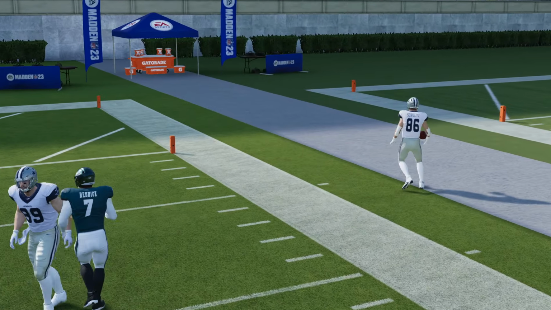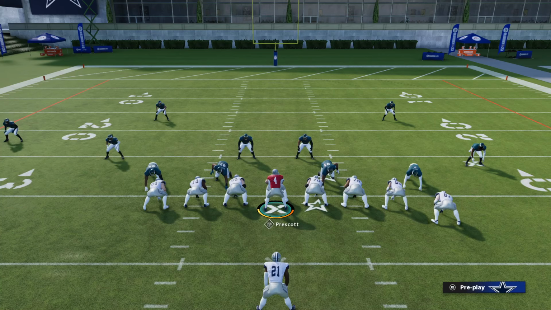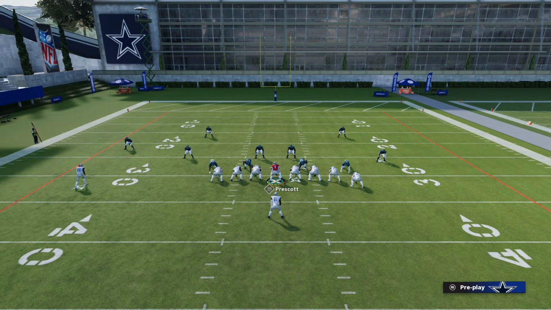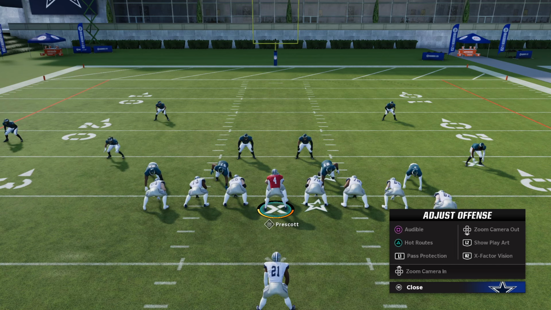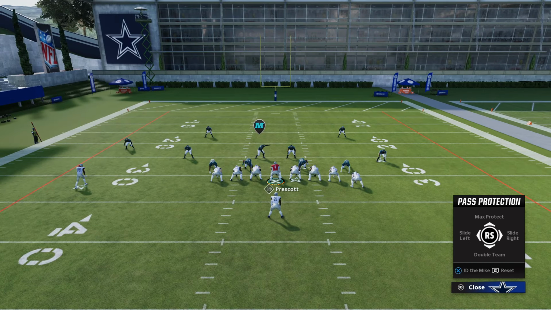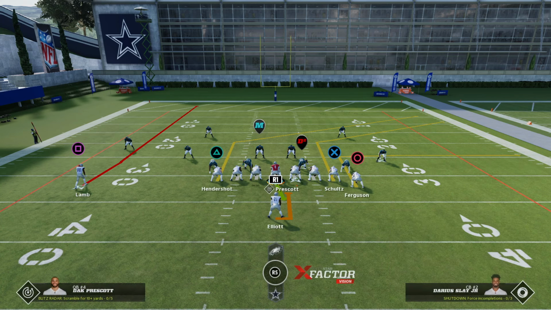All right, the next thing we're going to talk about is actually within the play itself. So once we get here, a lot of people don't know that you can actually adjust the pass protection a lot for yourself. One thing you can do is the double team method. So let's say you're playing up against a superstar player, like I think this is Fletcher Cox right here.